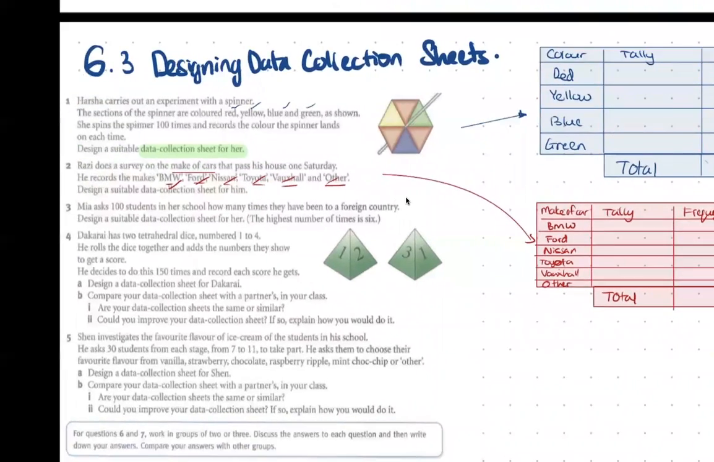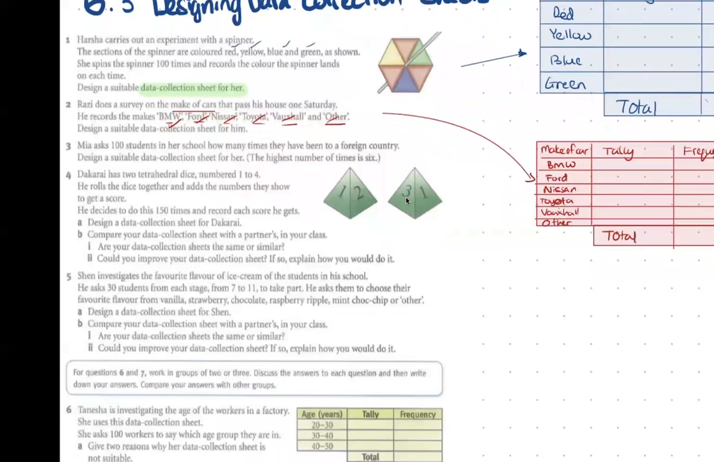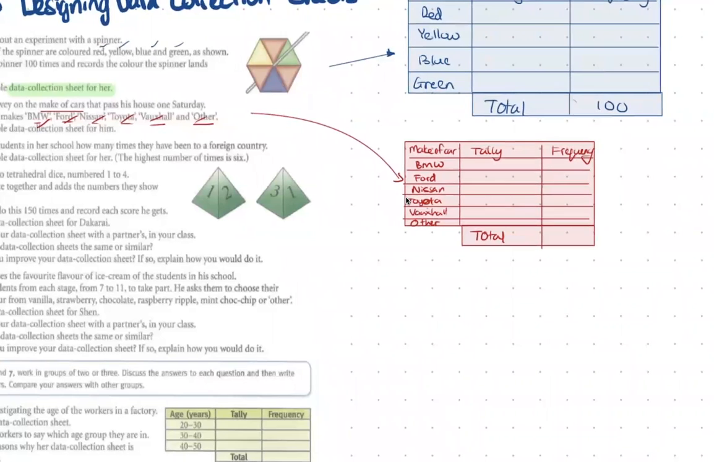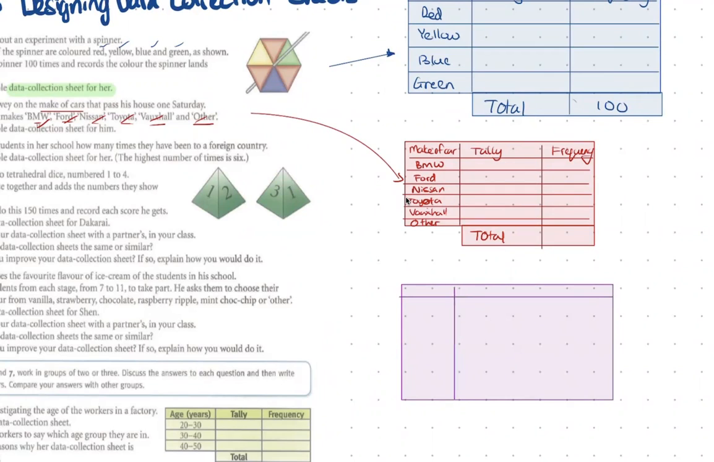And the second, number 3, Mia asked 100 students in the school how many times they have been to a foreign country. Design a suitable data collection sheet for her. Highest number of times is 6. So you just got to make sure every time you design a data collection sheet, there is a choice for it to be 0, or for it to be others. So here I need 0, 1, 2, 3, 4, 5, 6.